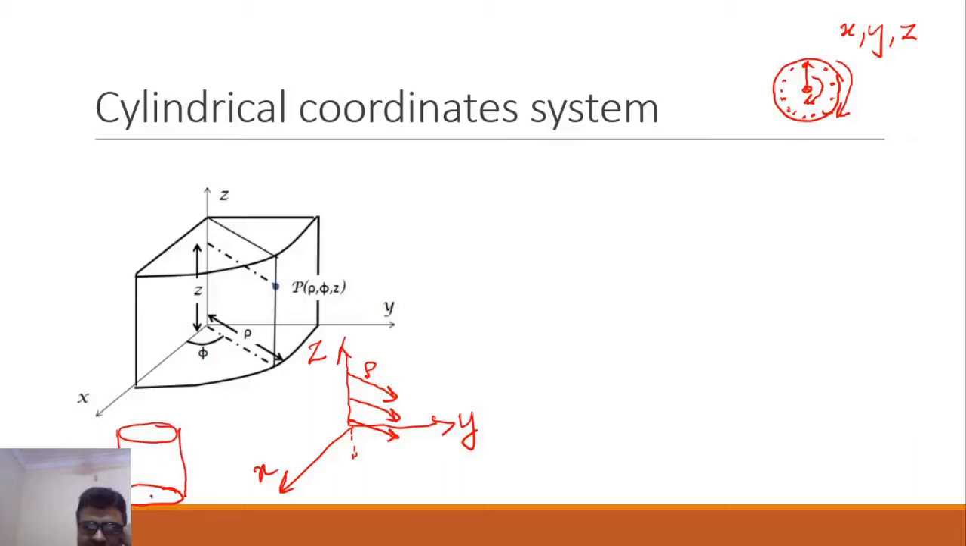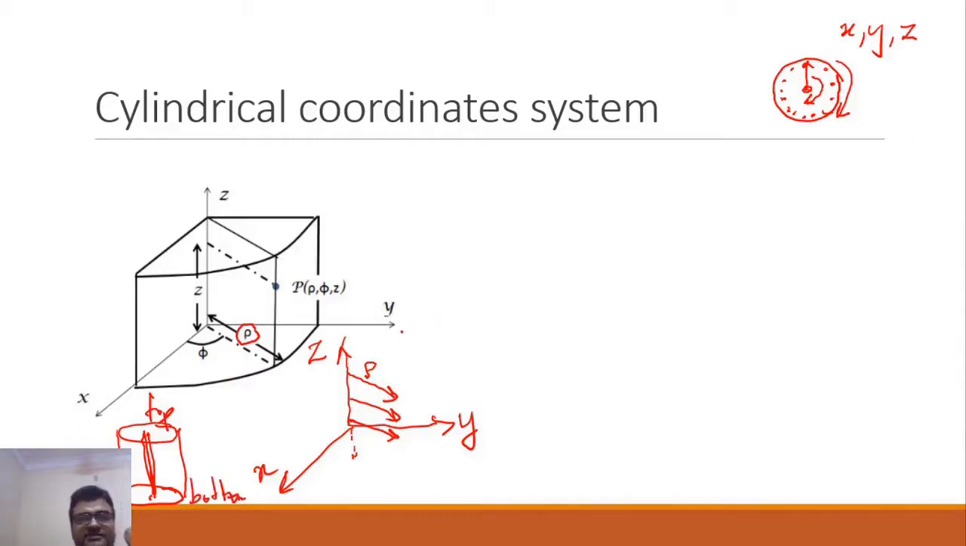To make these two circles of the same radius, they should have a common axis in the center. So a cylinder, because it has a common axis at the center, will have a common radius throughout its height, and that radius is denoted by the symbol rho. So this rho will help us in making two circles, the top circle and the bottom circle.